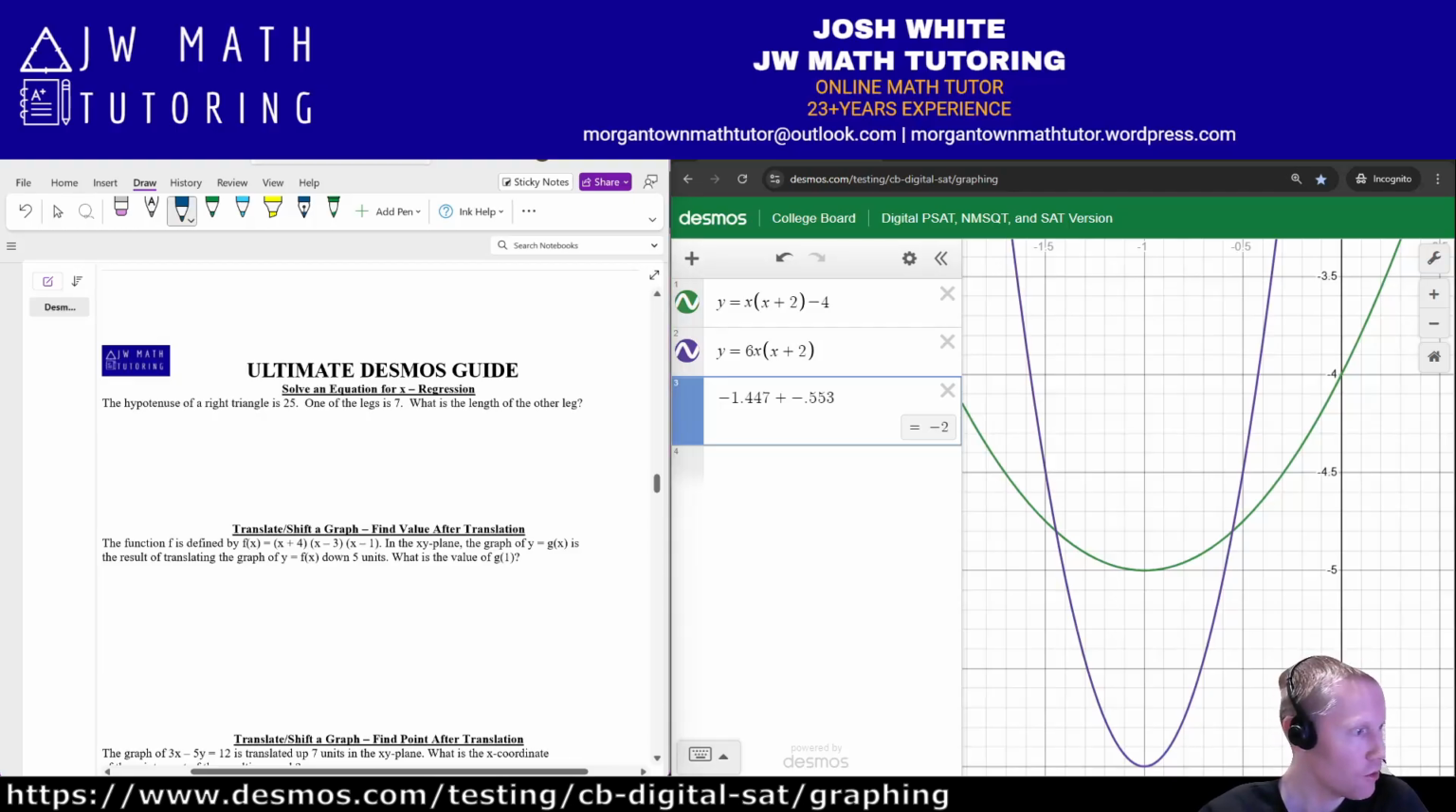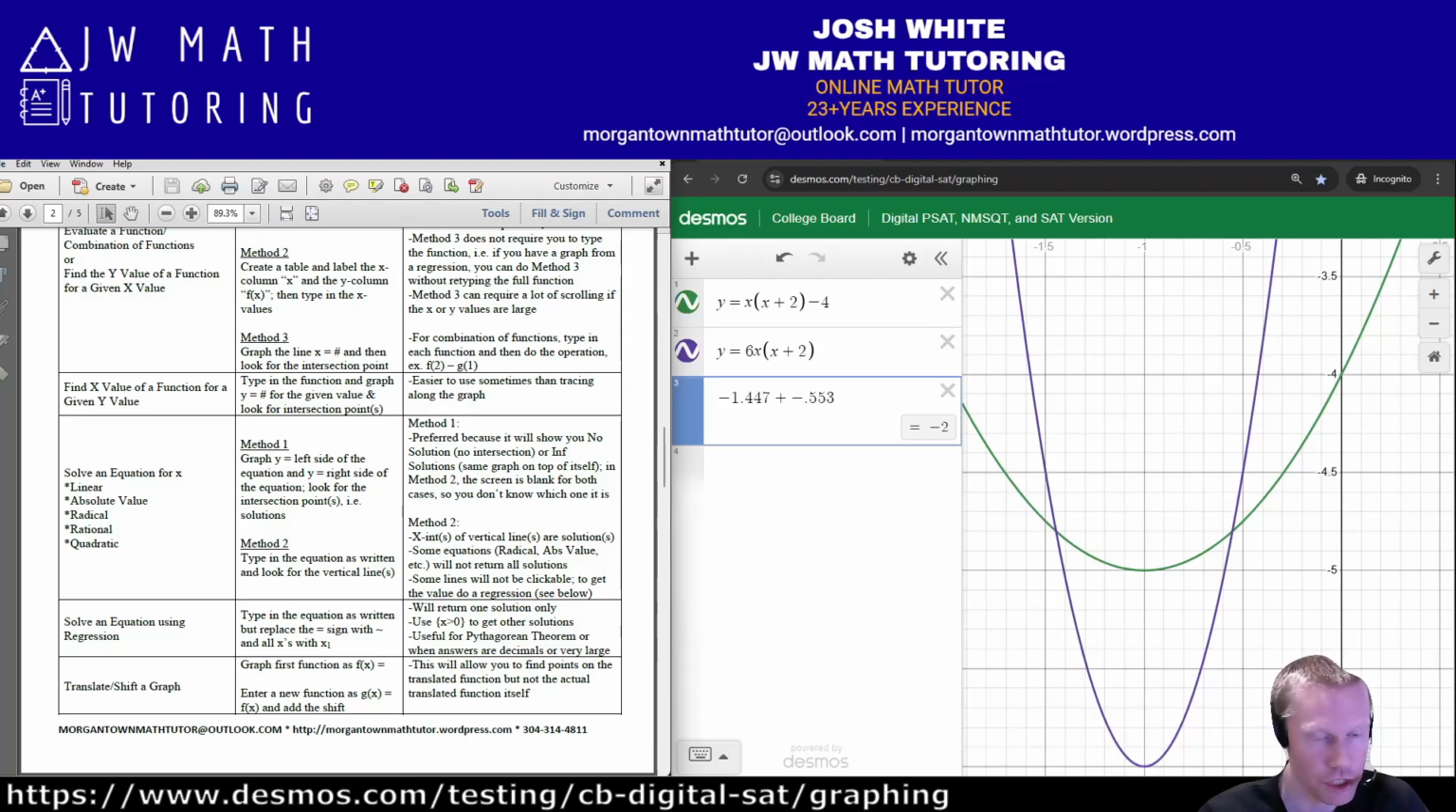All right, now let's go back to the worksheet and let's talk about solving an equation using regression. So here, what you're going to do is you're going to type in the equation exactly as it's written, except you are going to replace all the x's with x1s, and you are going to use a tilde instead of an equal sign. Okay? Now, there's a couple issues, things to be aware of with this. First, the regression statement's only going to return one solution.